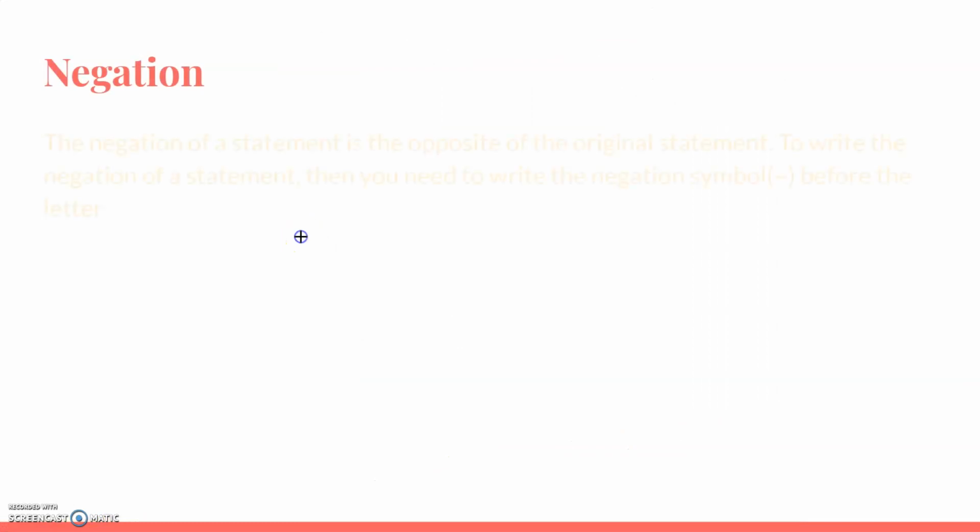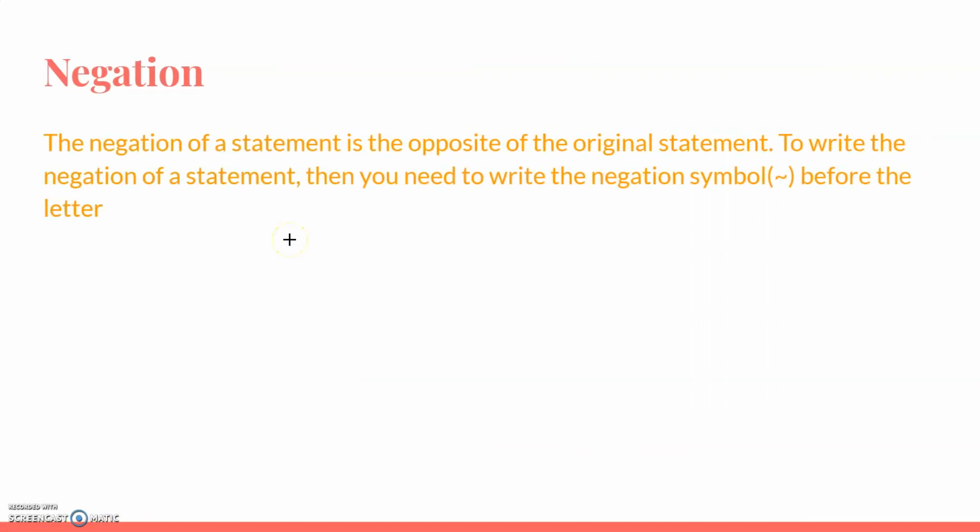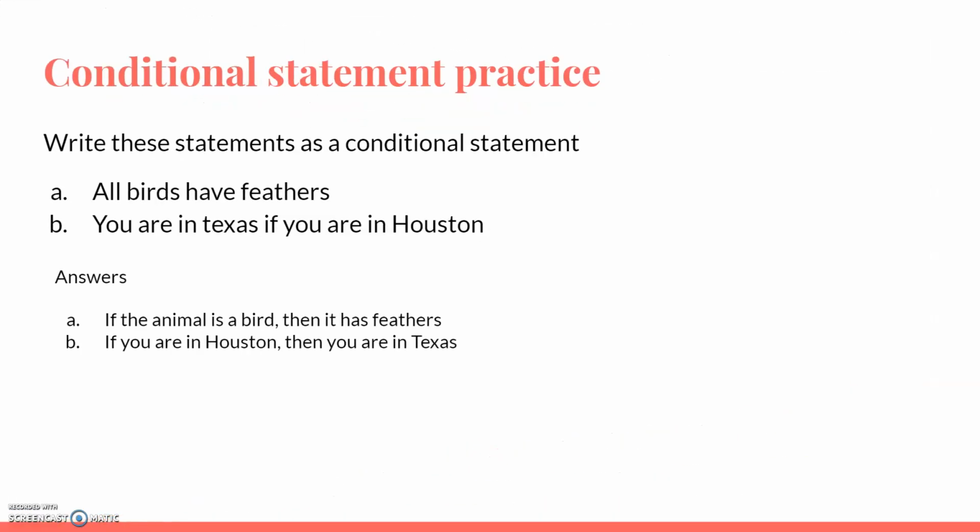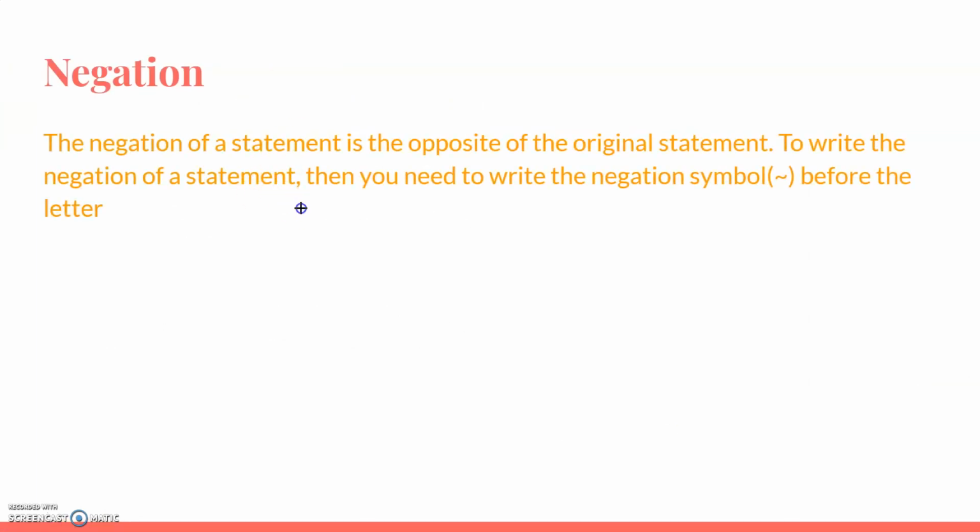Okay, so negation. The negation of a statement is the opposite of the original statement. To write the negation of a statement, you need to write the negation symbol, or the tilde, before the letter. As we saw in the earlier example, all birds have feathers. In order to negate this, we would say, not all birds have feathers. That's what negation really does. So in words, it will be not P. As you saw there, not all birds have feathers. P is a hypothesis. Then the symbol, tilde P.